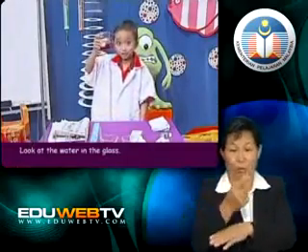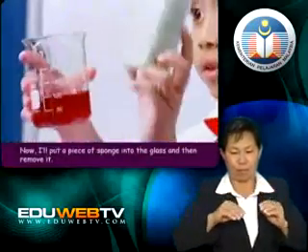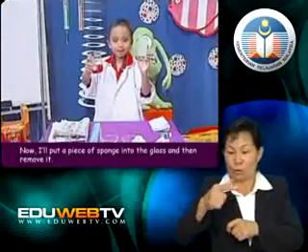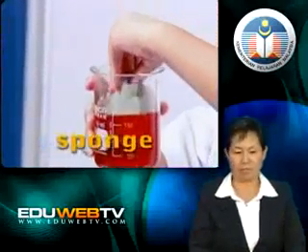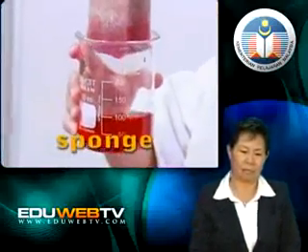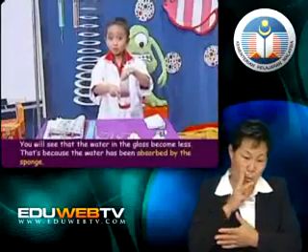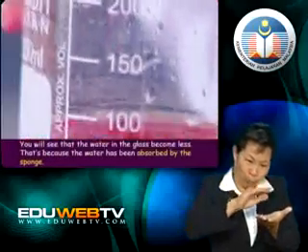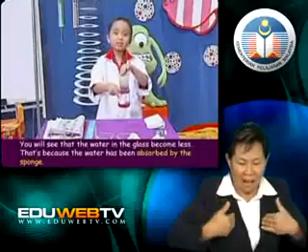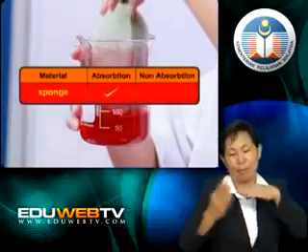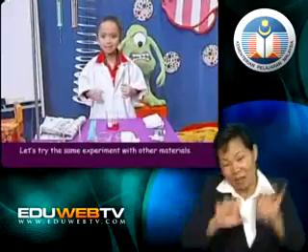Look at the water in the glass. Now, I put a piece of sponge into the glass and then remove it. Aha! You will see that the water in the glass has become less. That's because the water has been absorbed by the sponge. Let's try the same experiment with other materials.